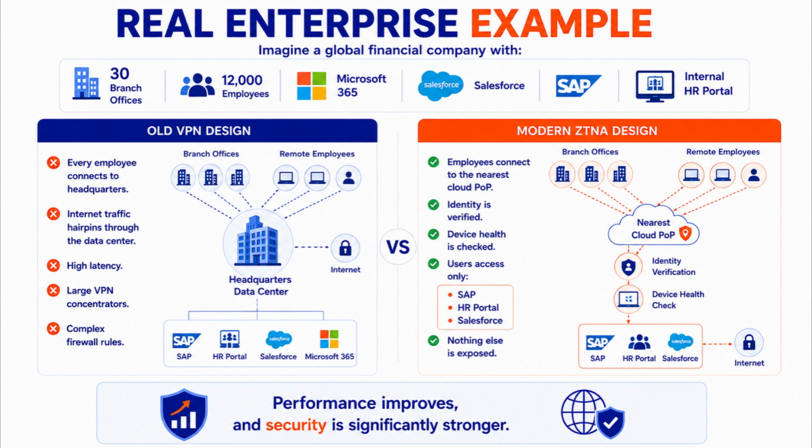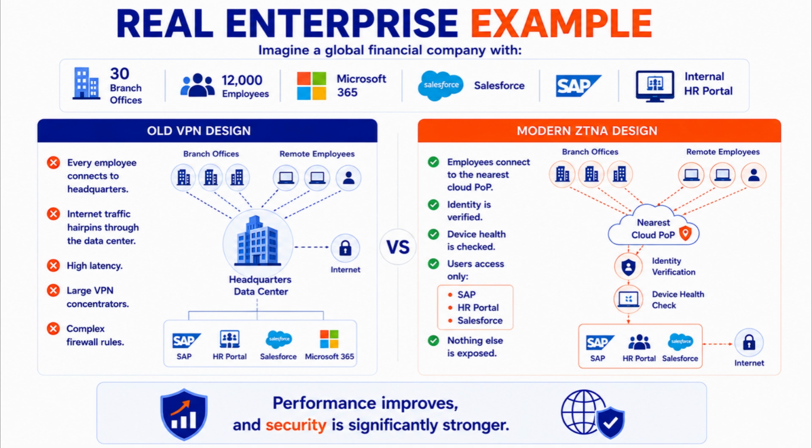Real enterprise example. Imagine a global financial company with 30 branch offices and 12,000 employees. Microsoft 365. Salesforce. SAP. Internal HR portal. Old VPN design. Every employee connects to headquarters. Internet traffic hairpins through the data center. High latency. Large VPN concentrators.